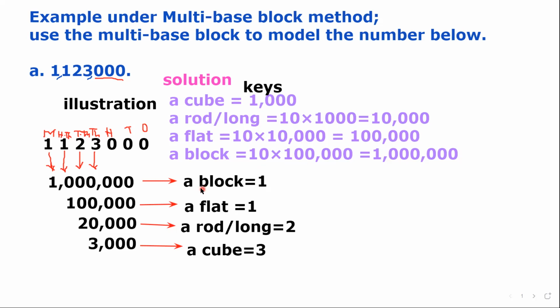So you choose a block for 1 million, and a block is 1 million. So how many blocks are you going to draw? You will draw only one. That is why we have the 1 at the end of the block.